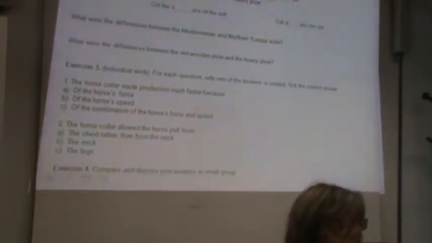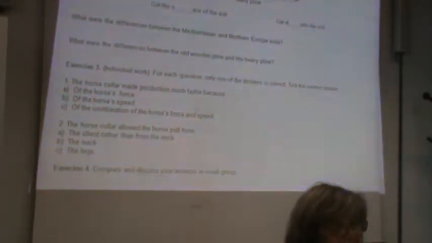Because here there are the lines for the words, so they have to indicate what the characteristics of the Mediterranean soils or of the northern Europe soils are, and all the characteristics of the old wooden plough and the heavy plough. So these characteristics are the differences that they have to write in the next questions.